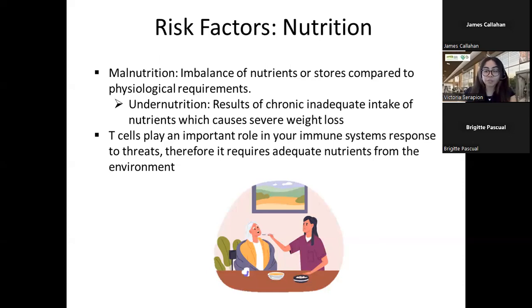And just so I can paint a picture to show the importance of nutrition, reports have indicated that the prevalence of undernutrition is higher in long-term care facilities than in non-long-term care facilities, which occurs in as much as 30%, 37% of the population in these facilities.